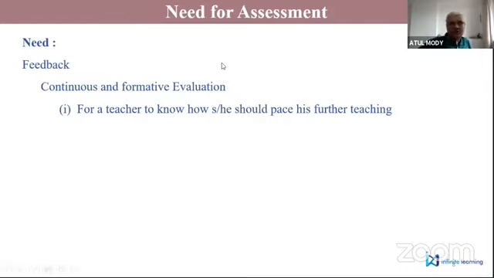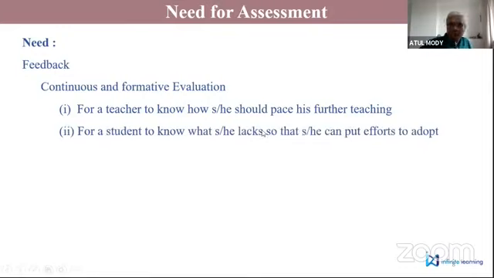So the need of assessment is basically to get feedback through continuous and formative evaluation, so that a teacher knows how his students are keeping pace with his teaching, and for a student to know where he or she stands in the middle of the course, so that what efforts are required, what the weaknesses and strengths are, and so on.